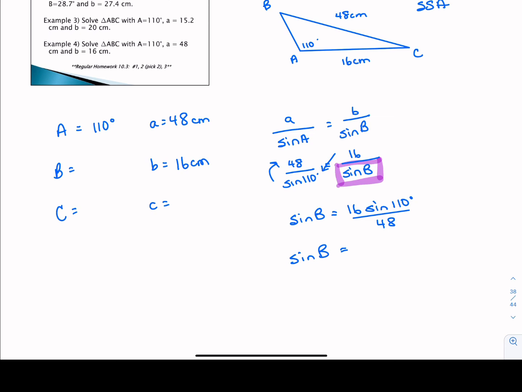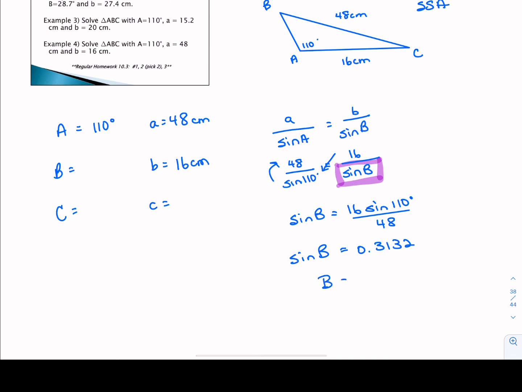or get an answer, and then divide that answer by 48. So what you should get for sine of B is approximately 0.3132. Now, that's the sine of angle B. We want the actual angle for B.